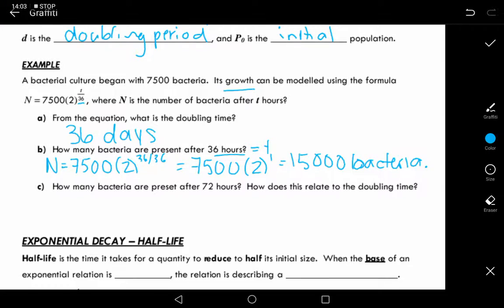Okay, so what that means, it asks us how many bacteria are present after 36 hours, which again means that I messed this up, and this should be hours, not days. So it doesn't take 36 days for them to double, it actually only takes 36 hours.